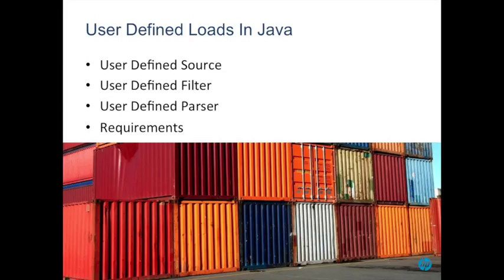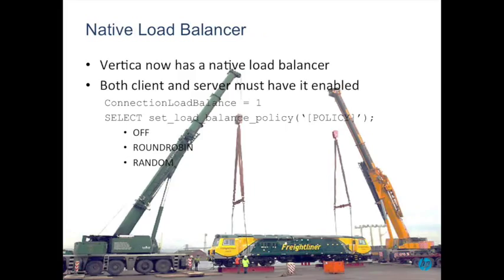Okay, great. So the next thing that we're going to talk about that's new with 7.0 is that we now have a native load balancer. Previously, you could bring in your own load balancer, but now Vertica is going to have its own load balancer. What you want to be aware of is that this feature is not on by default. And when you are setting it up, both the client and the server must have it enabled. To set this up, you would use these commands, the connection load balance equals 1, and select set load balance policy.